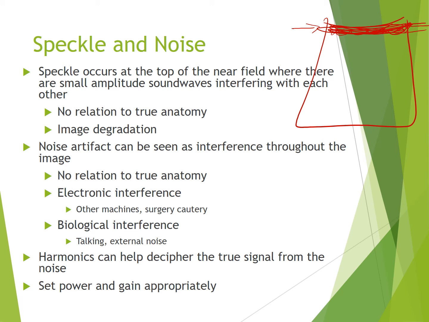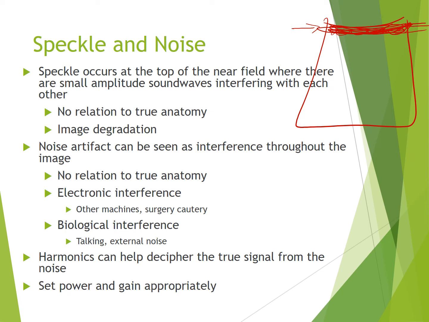We also can have noise artifact, and this is going to be seen as interference throughout the whole image. So again, this has no relation to true anatomy, and sometimes we'll see it as electronic interference. You'll find if you go up to the floors, like in the ICU or into surgery, there's just a lot of electronics going on that are going to interfere with how the picture looks on our machines.